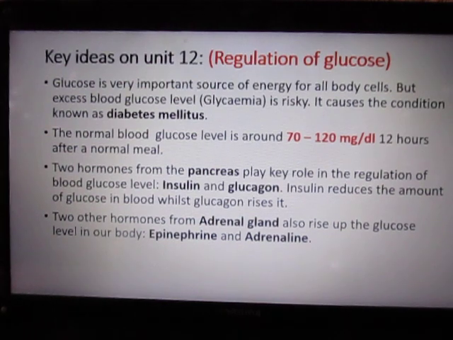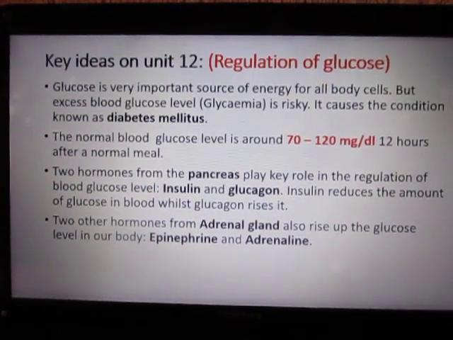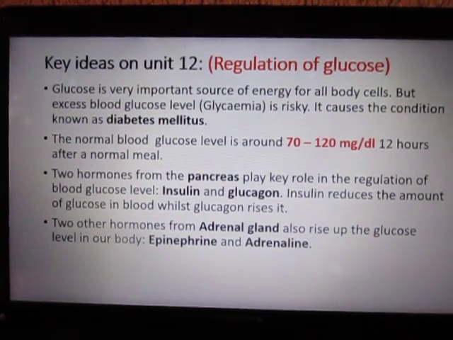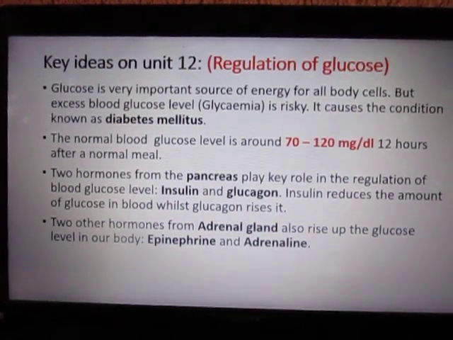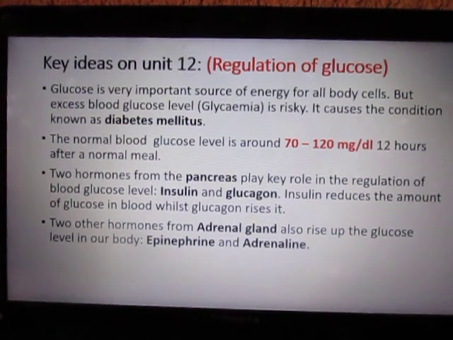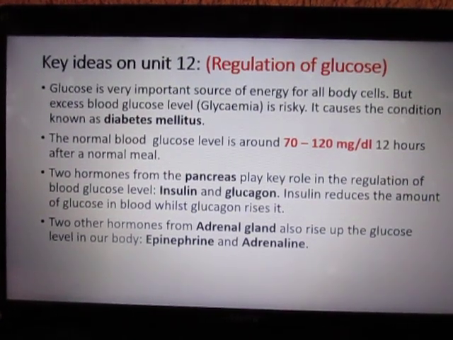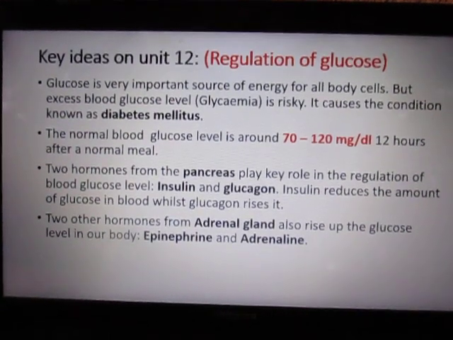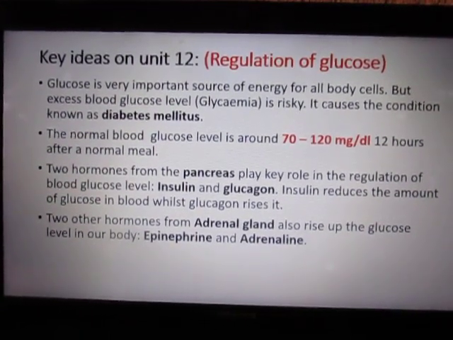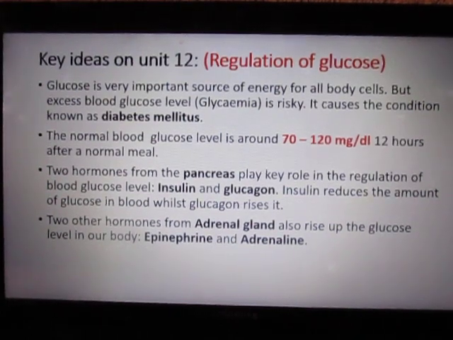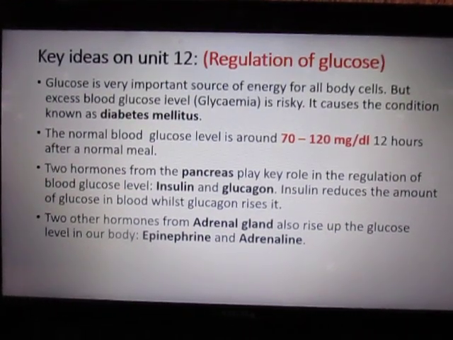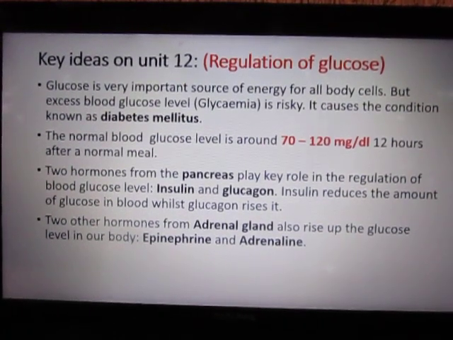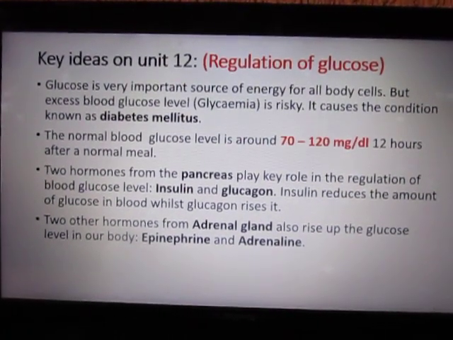But excess glucose, that we call hyperglycemia, or having a lower level of glucose, all this is risky in our body. When we have excess sugar, it can cause the condition we call diabetes mellitus. We'll see the characteristics of that disease.